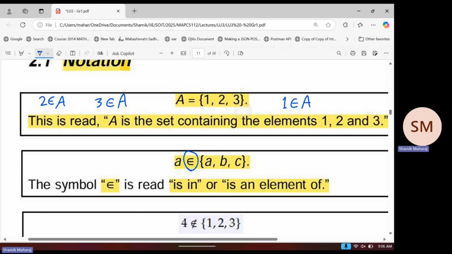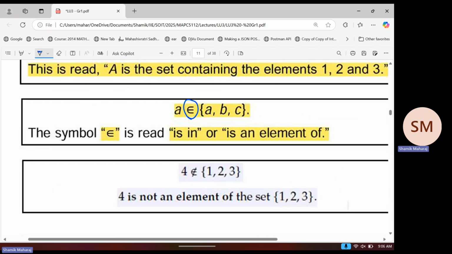Okay, so do you guys think I could say 4 is an element of A? Not true, right? So the way we would say this is 4 is not an element of A. So you write the element symbol and scratch it out. It means it's not an element of the set. Okay, so it's kind of like an equals to sign or not equals to. Similar idea.